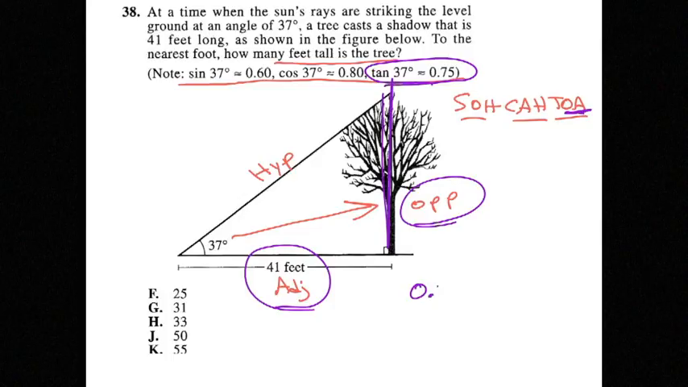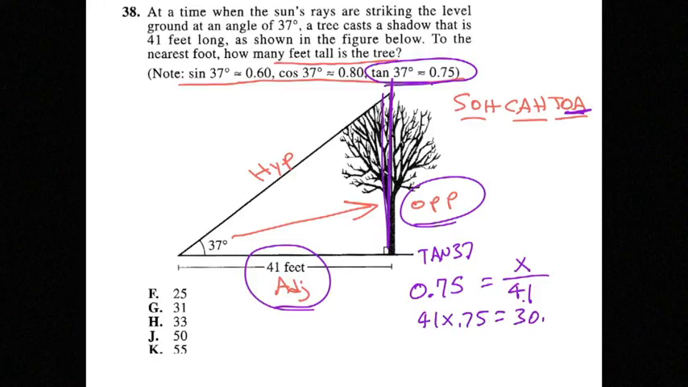So we would say 0.75, which is tangent of 37, is equal to opposite, which is x, over 41. Okay, now we want to take a second and notice that to solve for x, we're going to multiply 41 times 0.75, and that'll get us 30.75 feet, which is closest to 31, making G the answer to 38.